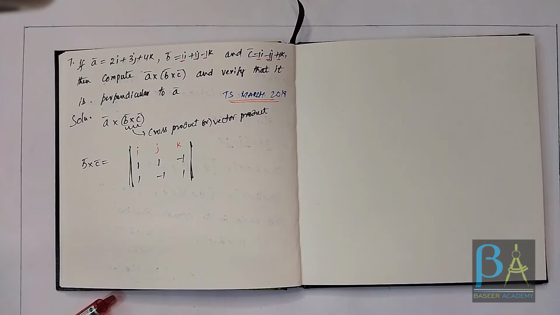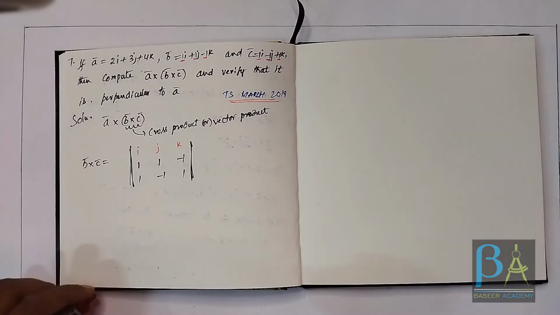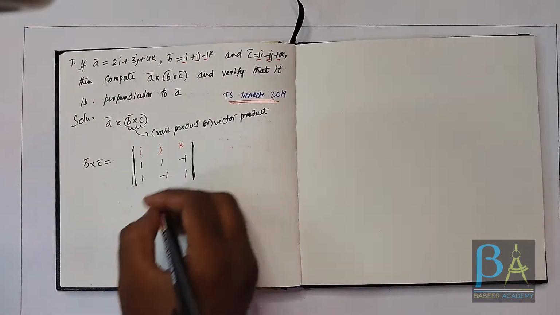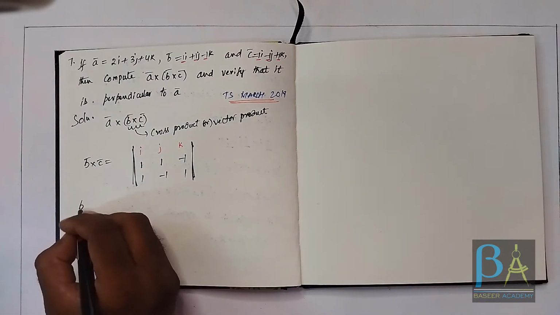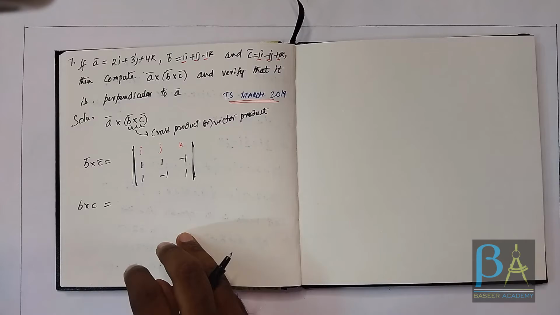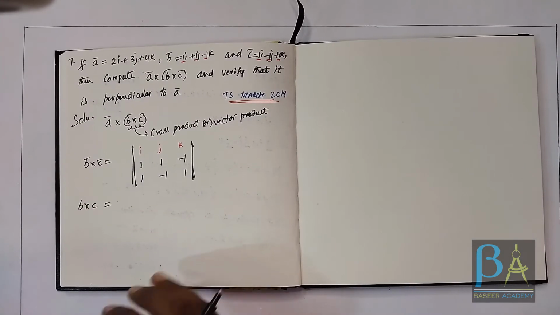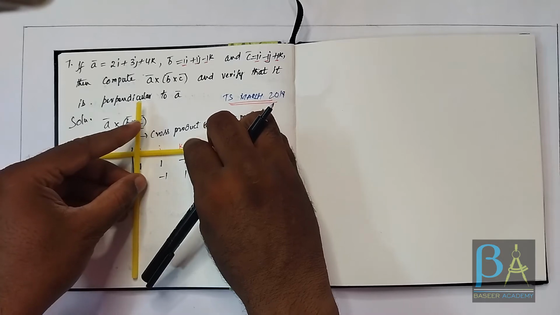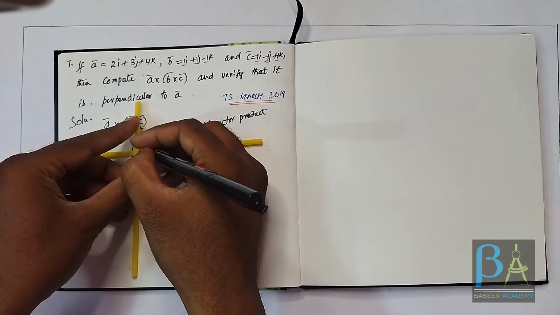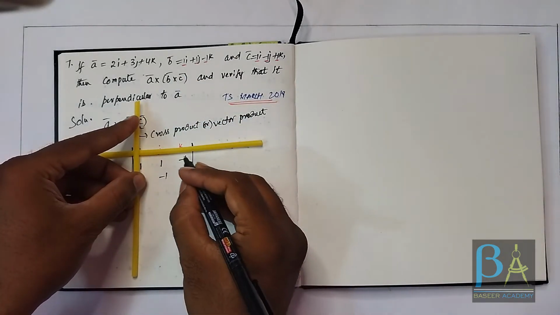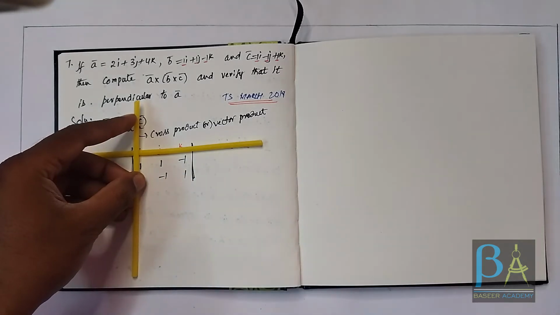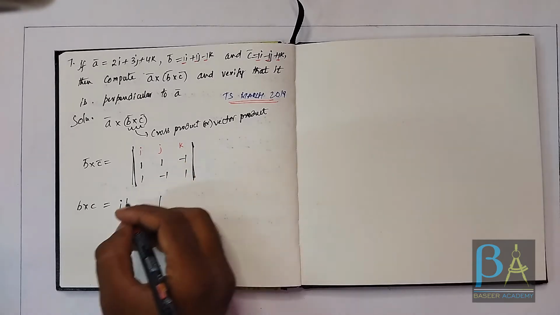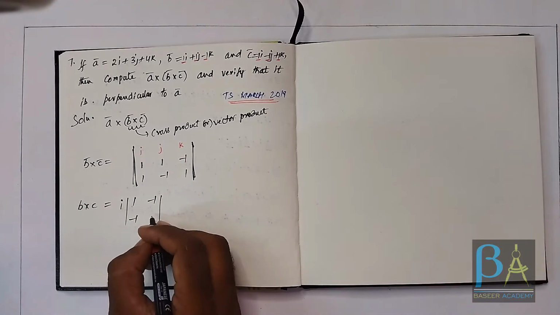Just as you expand a determinant using the first row, let us expand this determinant using the first row. When I target i here, so when I choose a row and a column so that the lines intersect at i, I am left with these 4 numbers: 1, minus 1, minus 1, 1.